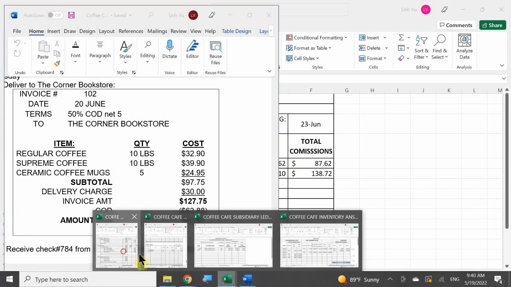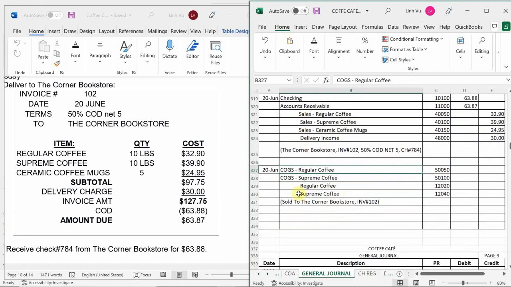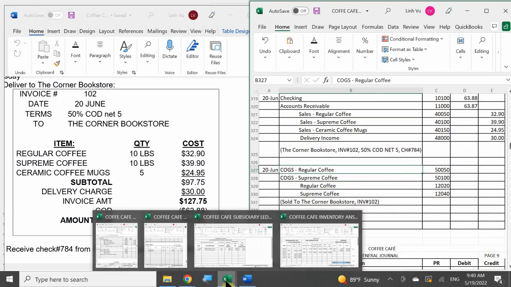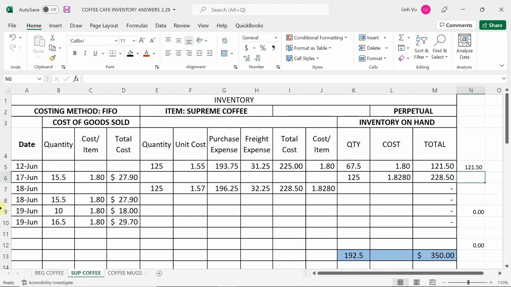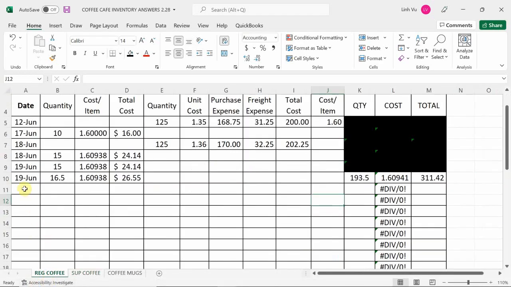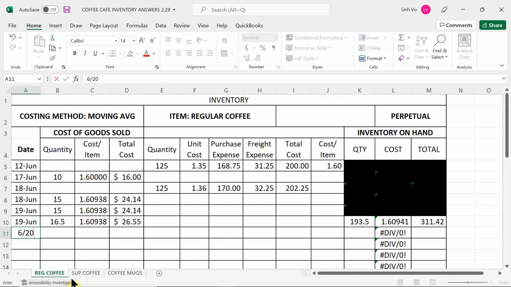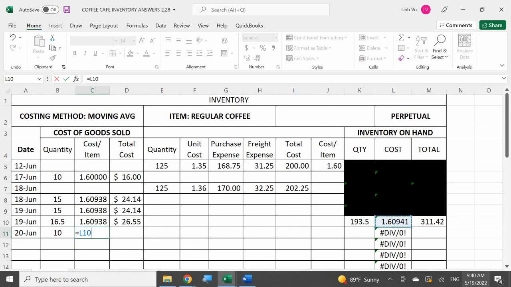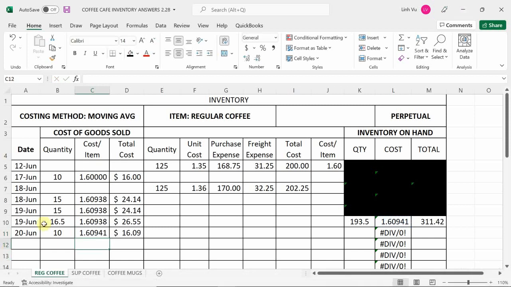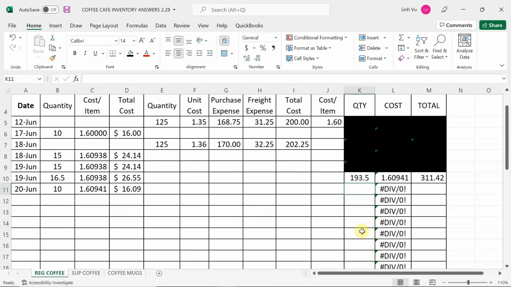So I need to actually go to my inventory worksheet to calculate how much it cost me to sell these coffees. Okay? So starting with regular coffee, today's the 20th. We sold 10 of the regular coffees at $1.6941. So in this case, it's going to give me 16.09, because the 4 is going to tell me not to round at all. It's going to leave it the way it is. Okay? So I just got rid of 16.09.